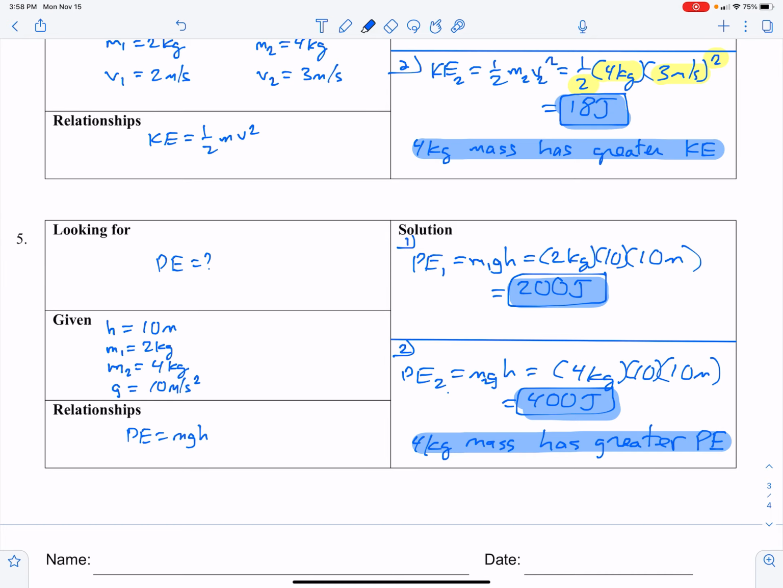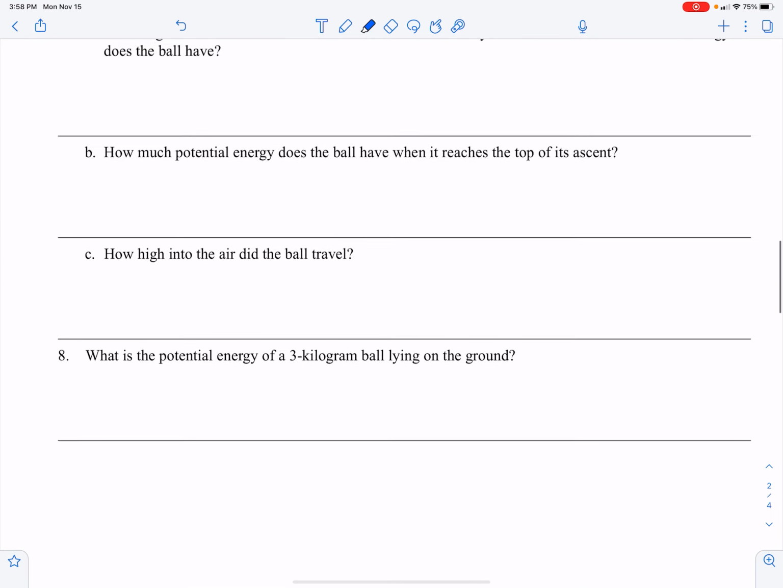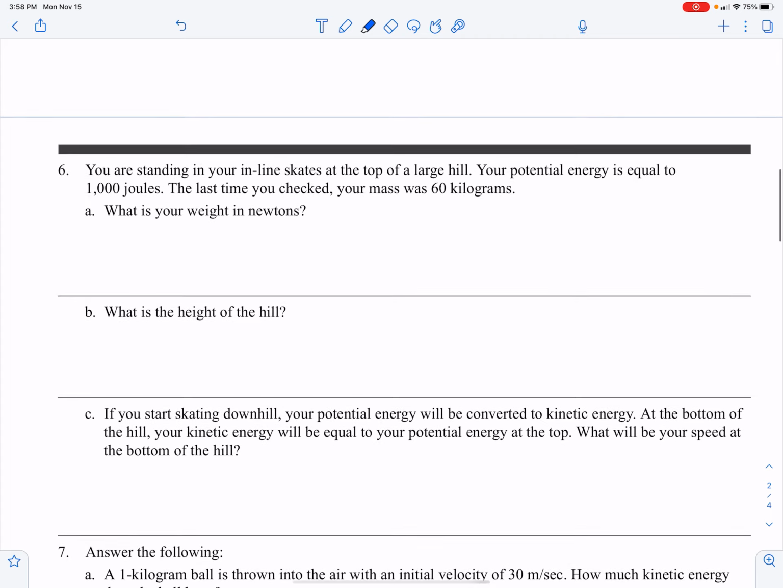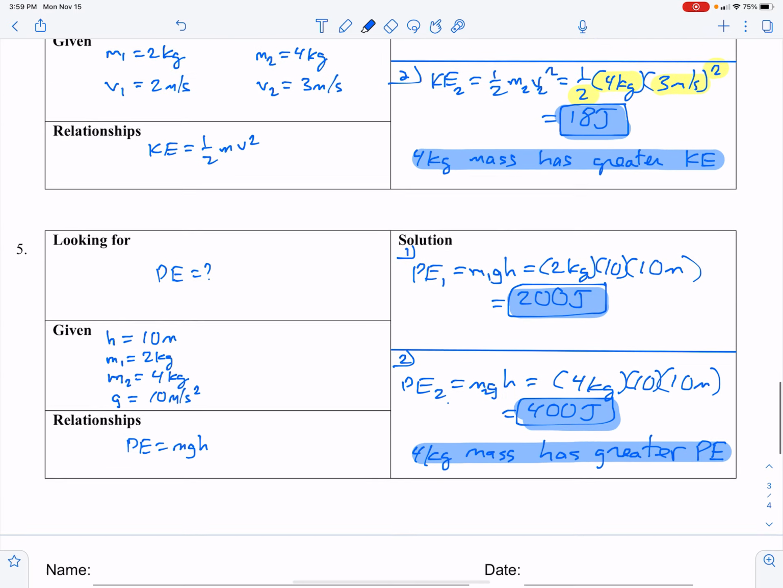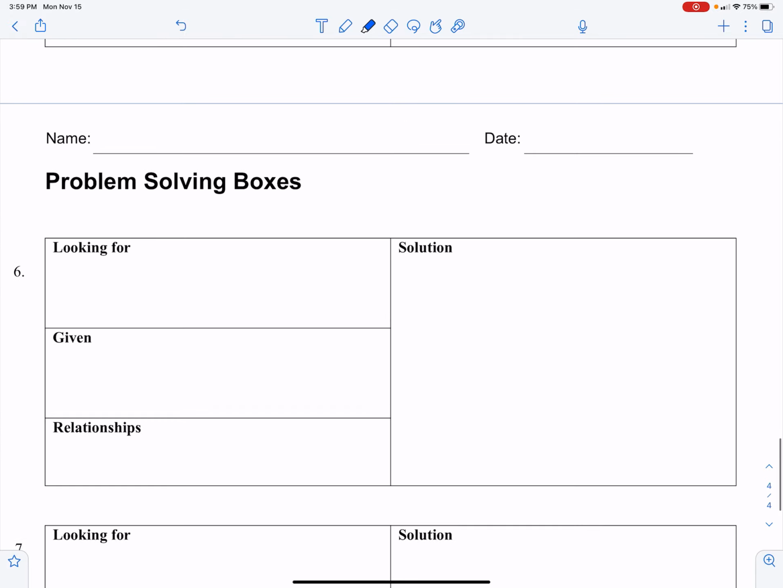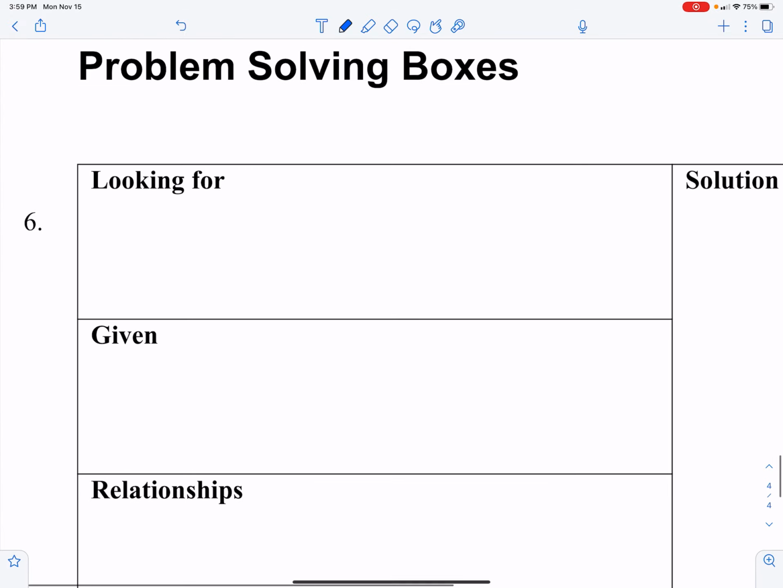Let's take a look at number 6. You are standing at the top of a large hill. Your potential energy is equal to 1,000 joules. Last time you checked, your mass was 60 kilograms. Okay, let's take inventory of what we know so far. I'm going to start in the givens box. We know our potential energy is 1,000 joules and that our mass is 60 kilograms.